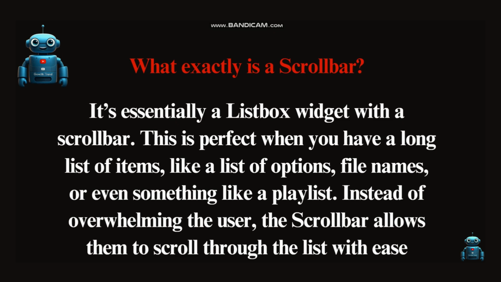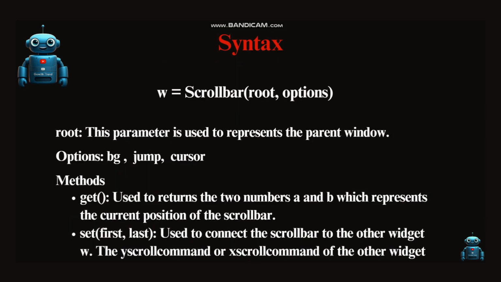Before going ahead, I would like to give you a brief about the syntaxes and a few methods that you can use after using this whole particular code. As you can see here, this is our syntax. Basically, W is equal to Scrollbar(root, options). This is the root that we always give in our Tkinter projects. We always mention root is equal to Tk(). This is very common and very important to understand while we are using Python.